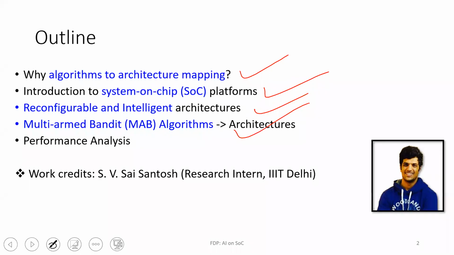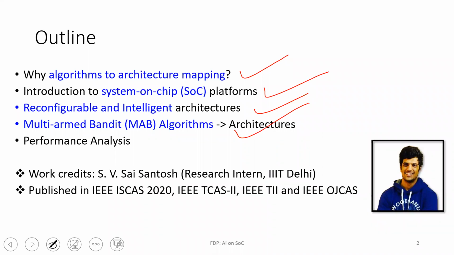I'd like to credit most of the work I'm presenting here to my student Sai Santosh. He was our BTech student. Now he's doing his master's in Texas. During his BTech, he published his work in multiple venues, ISCAS, transactions, TCAS, industrial informatics, and some of the work is still under review in the neural network and learning system transactions.